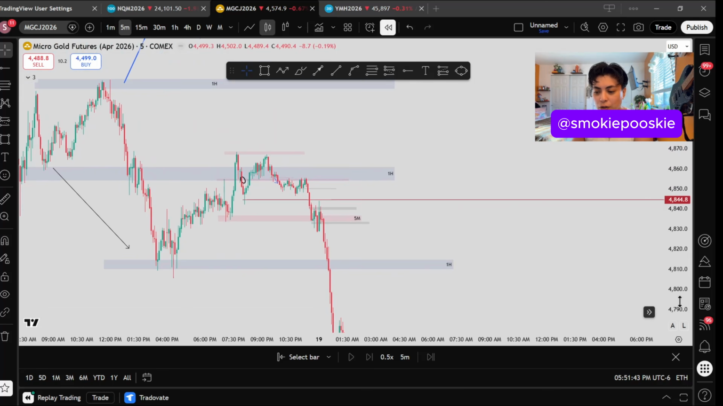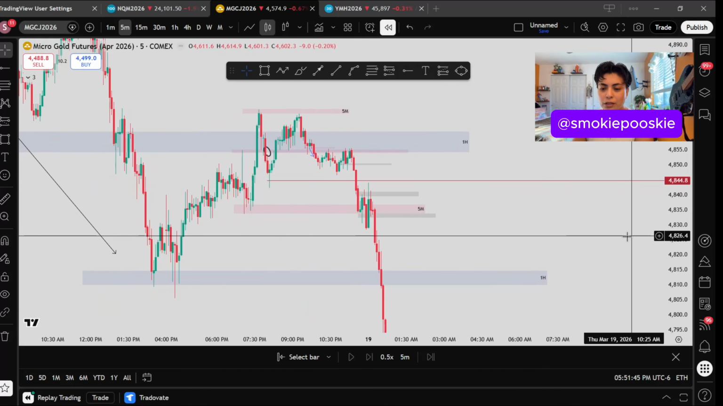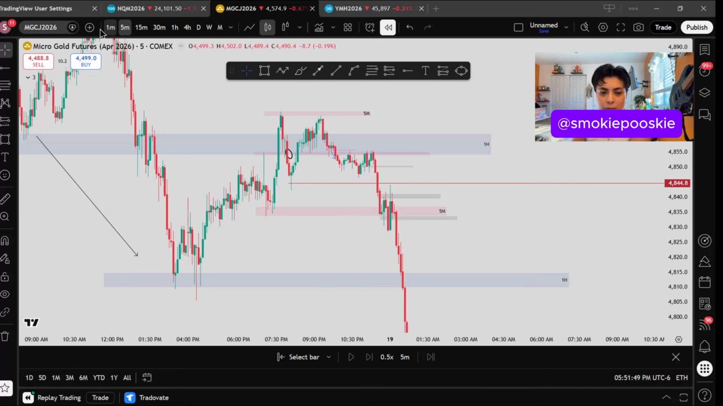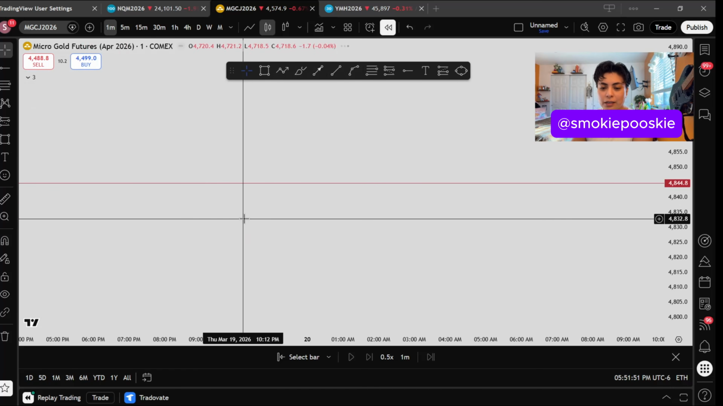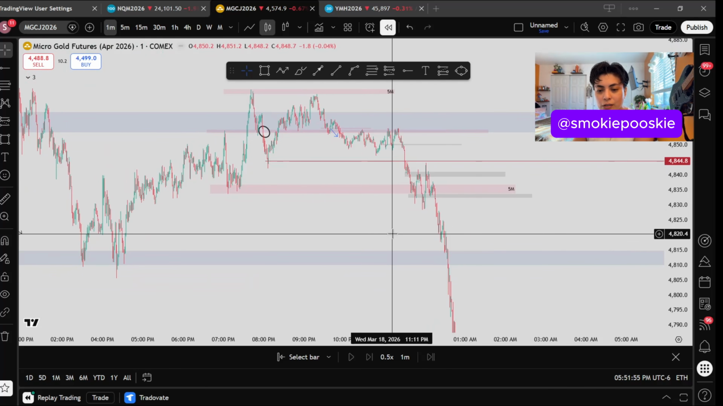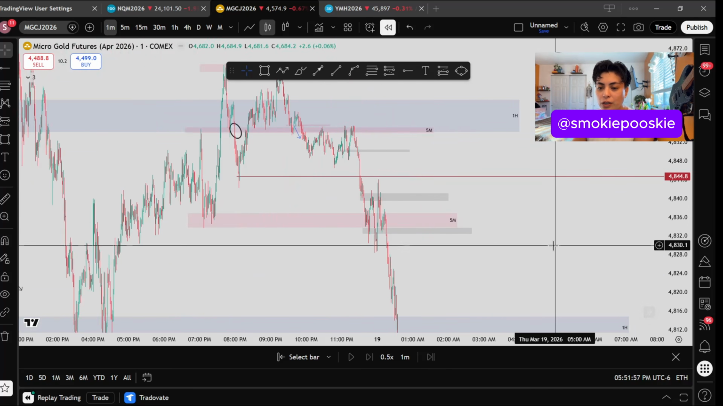I will post more recaps of the more trades that I take, but this was overall just my 1 minute ICC scalp on gold that was able to make me over $1,000 for my Lucid trading eval.